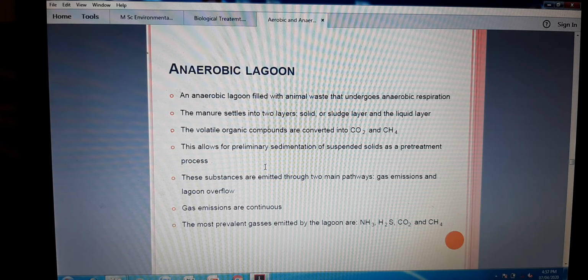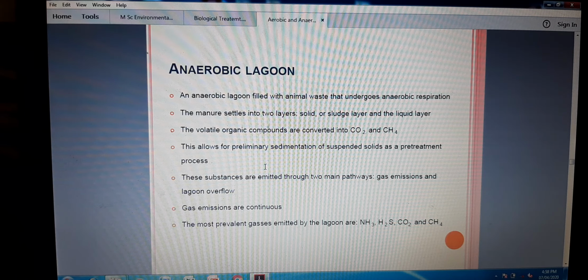The volatile organic compounds are converted into CO2. During the degradation they are converted into volatile organic compounds, meaning they are converted into CO2 and CH4 gases, which are mostly used in the anaerobic treatment as biogas. This allows for the preliminary sedimentation of suspended solids as a pre-treatment process.